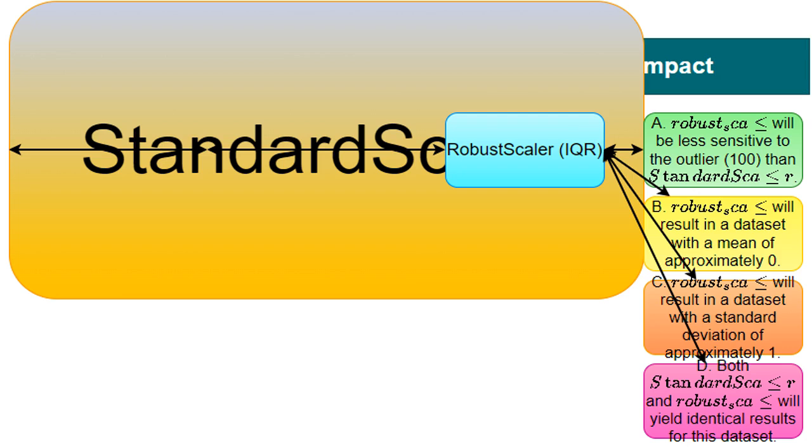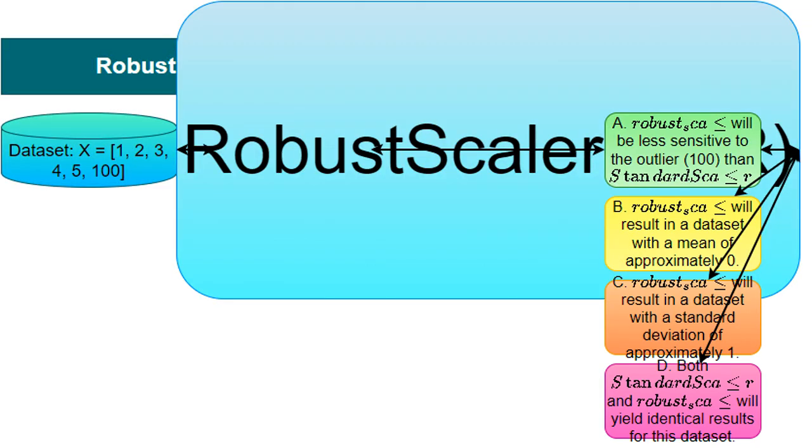StandardScaler standardizes the data by subtracting the mean, average, and dividing by the standard deviation. The result is data with a mean of 0 and a standard deviation of 1. However, it's very sensitive to outliers. The outlier, 100, significantly influences these calculations. This introduces another method, RobustScaler, also from scikit-learn.